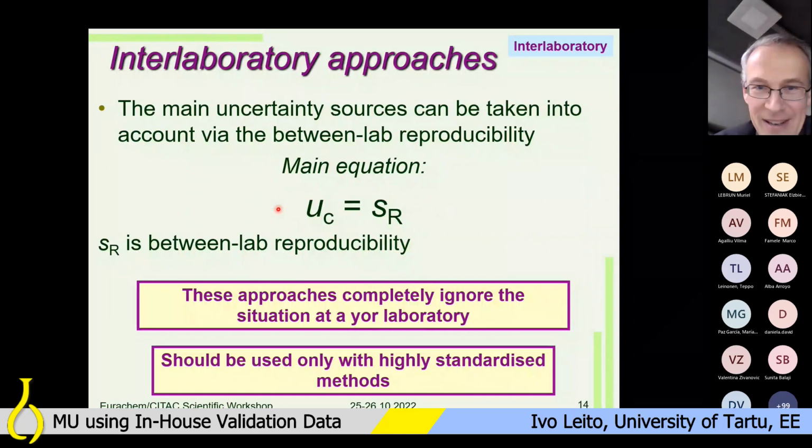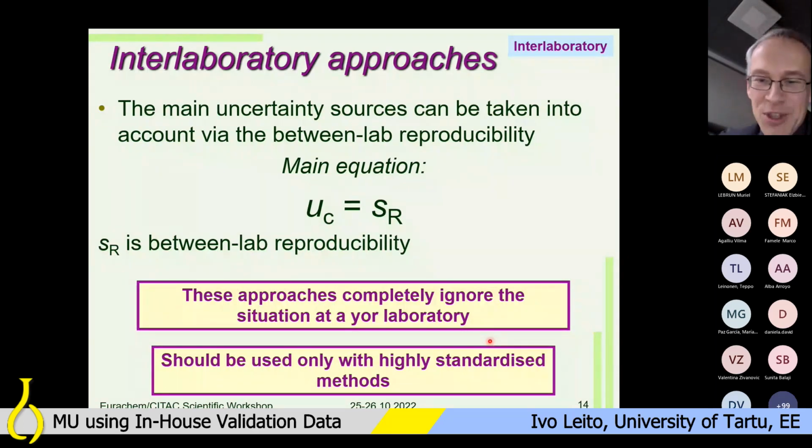This approach is of course very, very simple. You don't really need to do any calculation. But on the other hand, of course, such an interlaboratory comparison needs to take place, or it needs to exist. And now what is important here, and why I'm reluctant to recommend this, is that these approaches completely ignore the situation at your lab. You essentially get an uncertainty estimate from somewhere, which does not really take into account how skillful are your people, how good are the instruments, what about sample preparation, and so on and so forth.